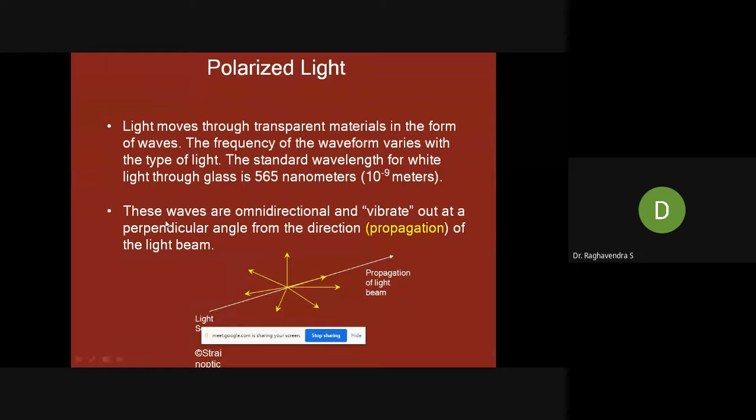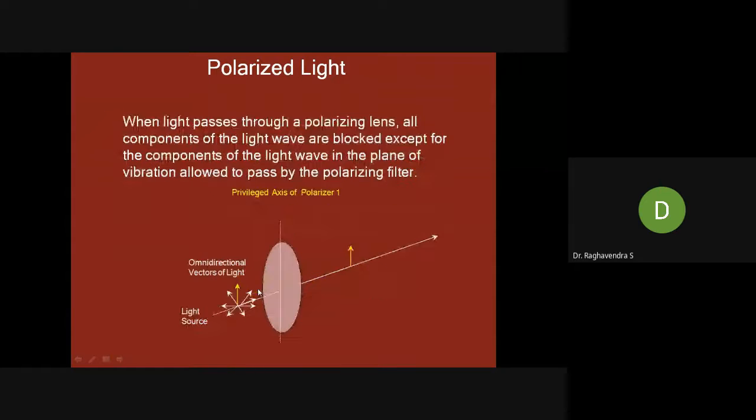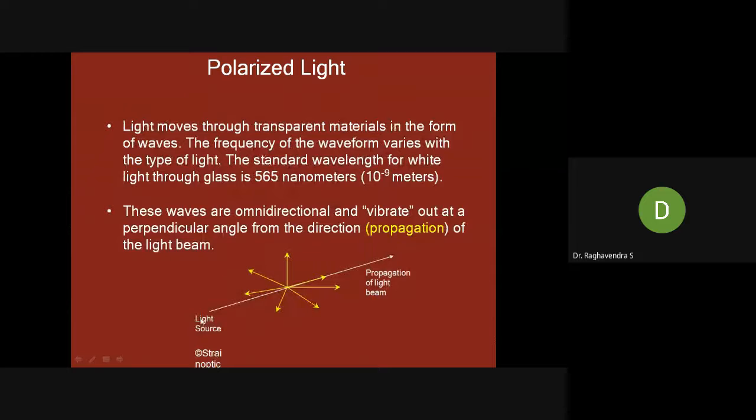Look at this diagram. This is a light source here. Can you see this? See, the light source is white, right? When it is moving, it moves in all directions. This is the propagation of light. This is the property of white light: it moves in all directions, but it is moving in the forward direction. Something like a battery, you can see that very easily. This is a very good example.